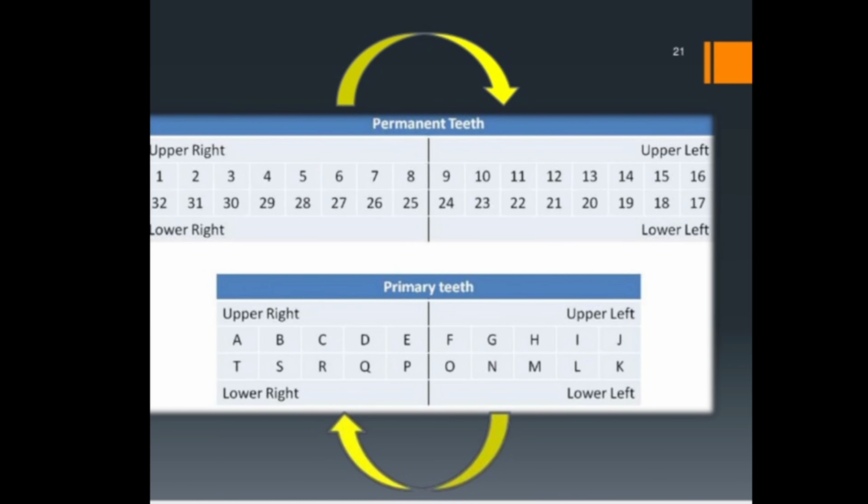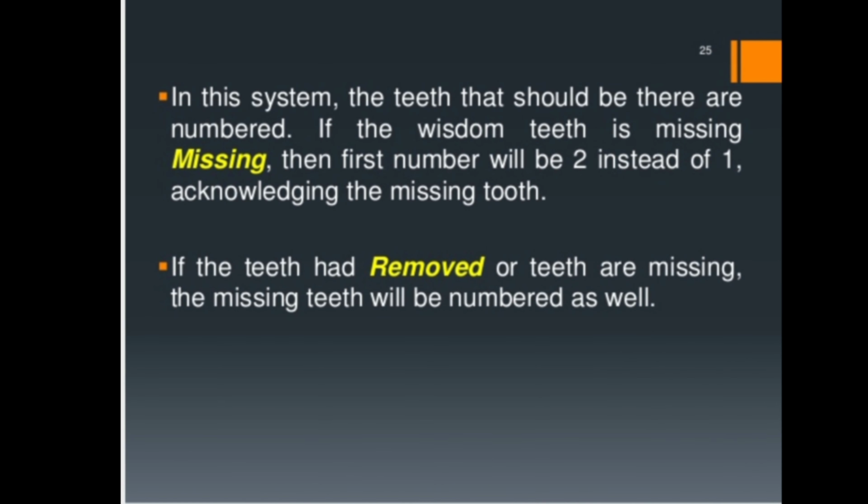From first we will hop up to second quadrant, from second to third, third to fourth. Teeth are numbered. If the wisdom tooth is missing, then the first number will be 2 instead of 1, acknowledging the missing tooth. That means that, as we know, the most posterior tooth, or the first number 1, represents the wisdom tooth or the third molar of the first quadrant. It doesn't mean that if the third molar is absent, then the second molar is represented as 1. It will always be represented as 2.